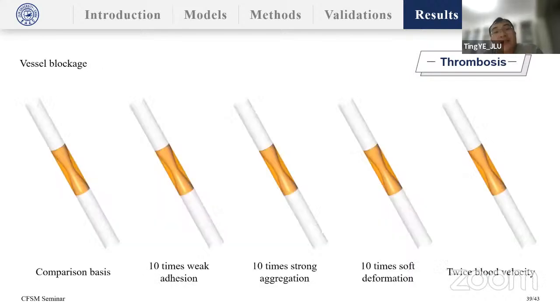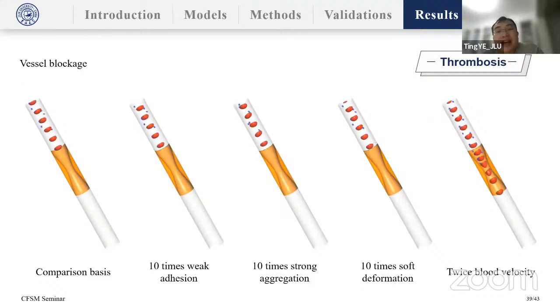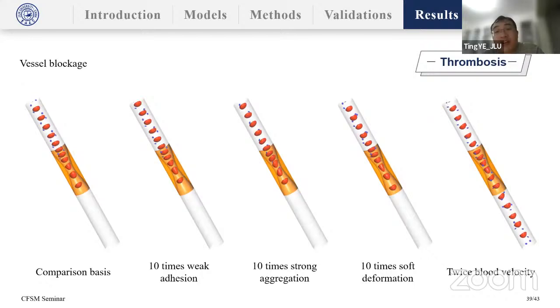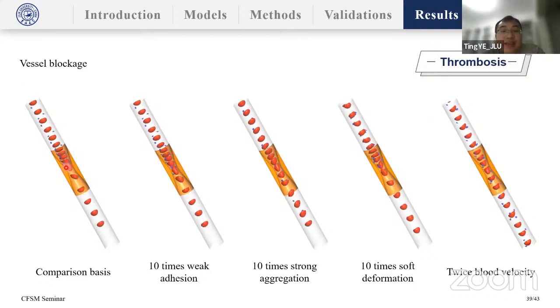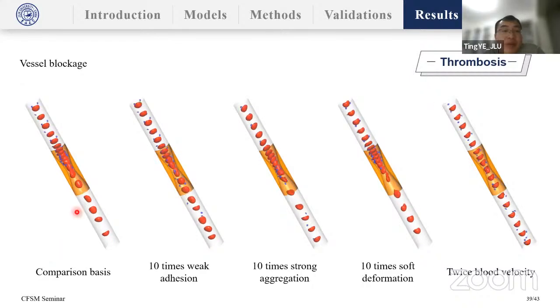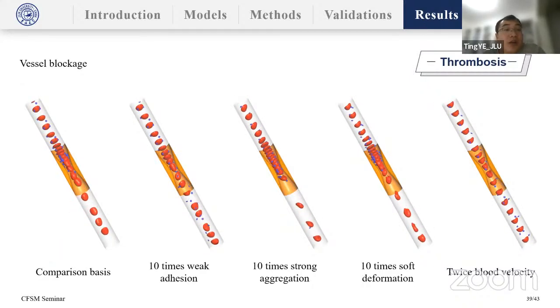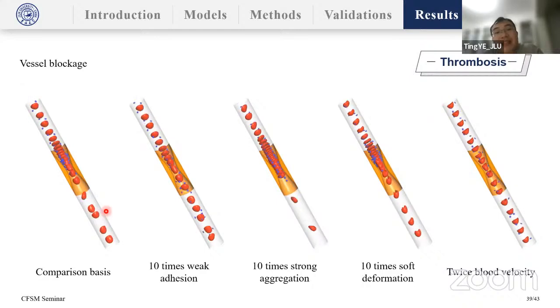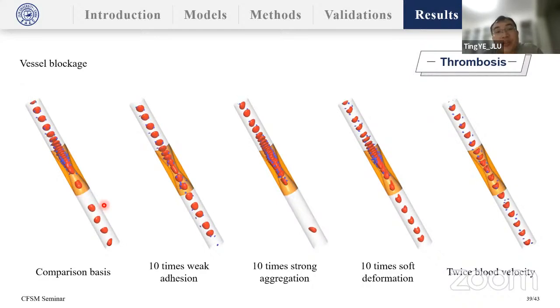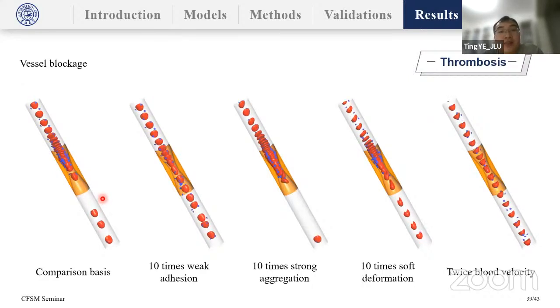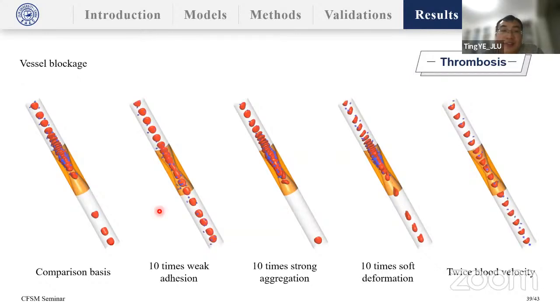Okay, after examining these platelet behaviors, we studied under which condition a vessel is blocked. The first movie is a comparison baseline, where the vessel is blocked. We have already known that the platelet adhesion and aggregation play an important role. So we alleviate such blockage by reducing the adhesive stress or increasing the aggregation stress. Based on these ideas, we designed 4 simulation cases. This is a weak adhesion of platelets, and this is a strong aggregation between RBCs and platelets.